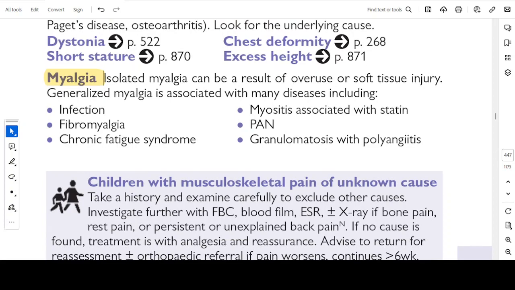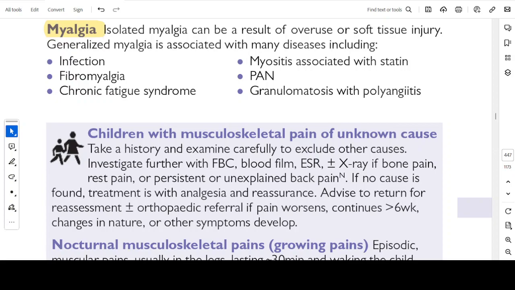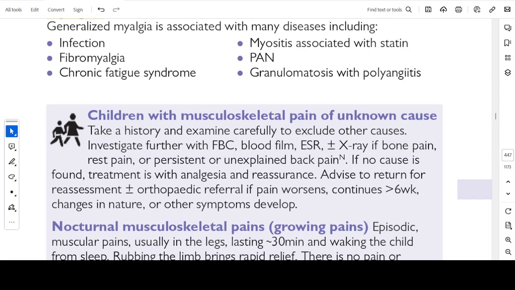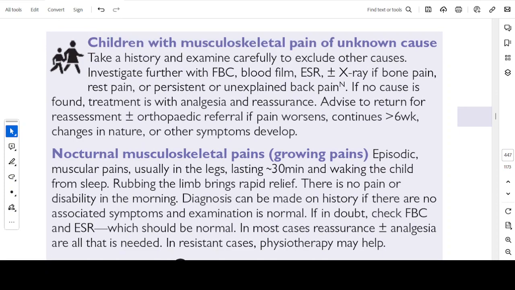Myalgia. Isolated myalgia can be a result of overuse or soft tissue injury. Generalized myalgia is associated with many diseases like infection, fibromyalgia, chronic fatigue syndrome, myositis associated with strain, and granulomatosis with polyangiitis. Children with musculoskeletal pain of unknown cause: take a history and examine carefully to exclude other causes. Investigate further with FBC, blood film, ESR, plus or minus X-ray if bone pain, rest pain, or persistent unexplained back pain. If no cause is found, treatment is with analgesia and reassurance.